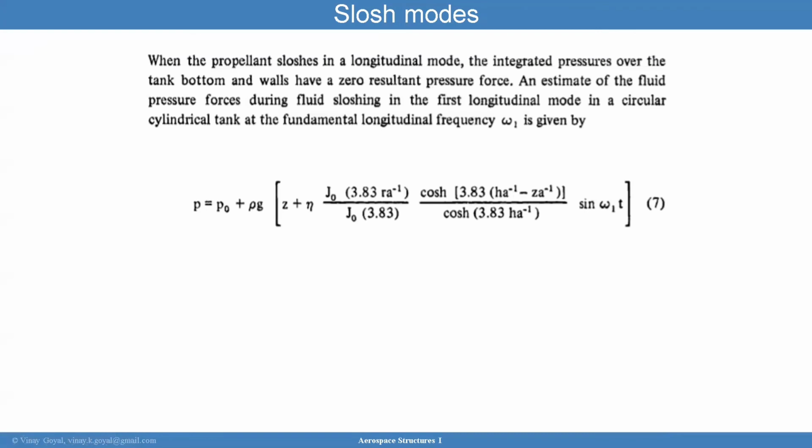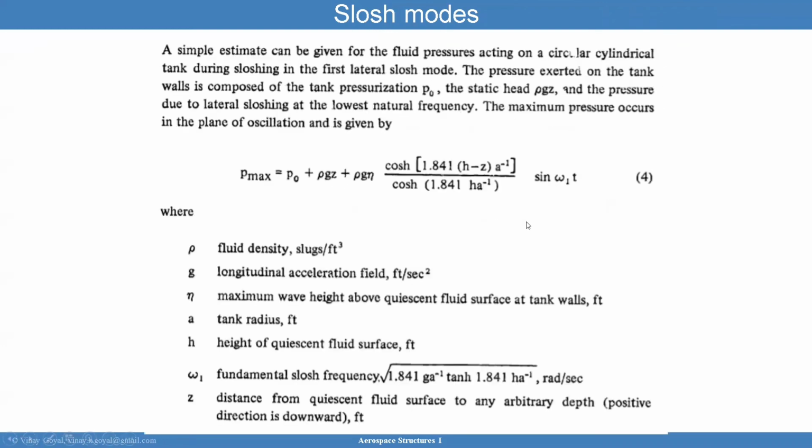You can also have sloshing in the longitudinal mode. In this case, the pressures are integrated over the tank bottom and walls, and the estimated fluid pressure forces during sloshing in the first longitudinal mode in the circular cylindrical tank is given by this formula. It's a little more complex, but you can calculate. It's not that bad. Again, similar formula, rho g z again, and then you have this eta coming into play.